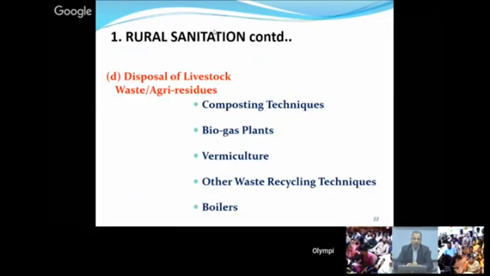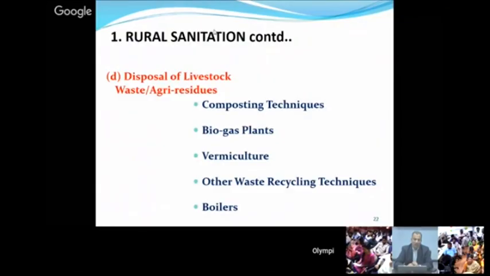Problem number 4: what to do with agriculture residues. Here we have developed a video program at Chandigarh. This video can be downloaded from our website. On agriculture recycling, we developed a video long back, and that can help people recycle agriculture waste. So the technologies we follow: we should adopt various composting techniques like tanks we can design, and in that tank we can recycle the biodegradable waste.